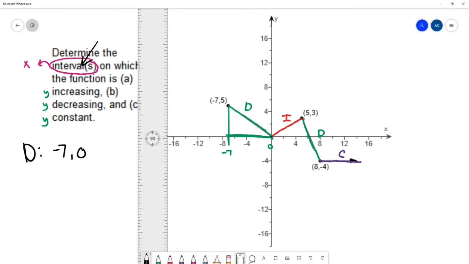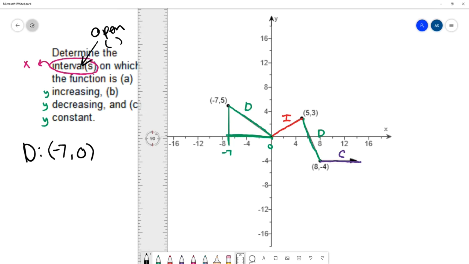Intervals of open intervals or closed intervals. In our class, the book is always asking about open intervals. And when we use open intervals, we're going to use parentheses. So in our book for our class, the intervals will have parentheses on them because they're looking for open intervals. So we go from -7 to 0 for decreasing.